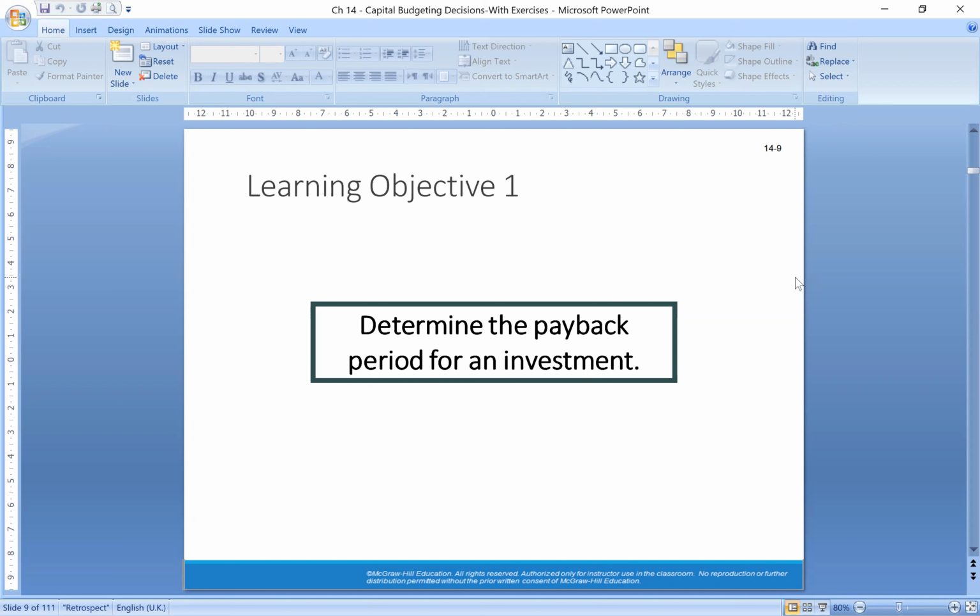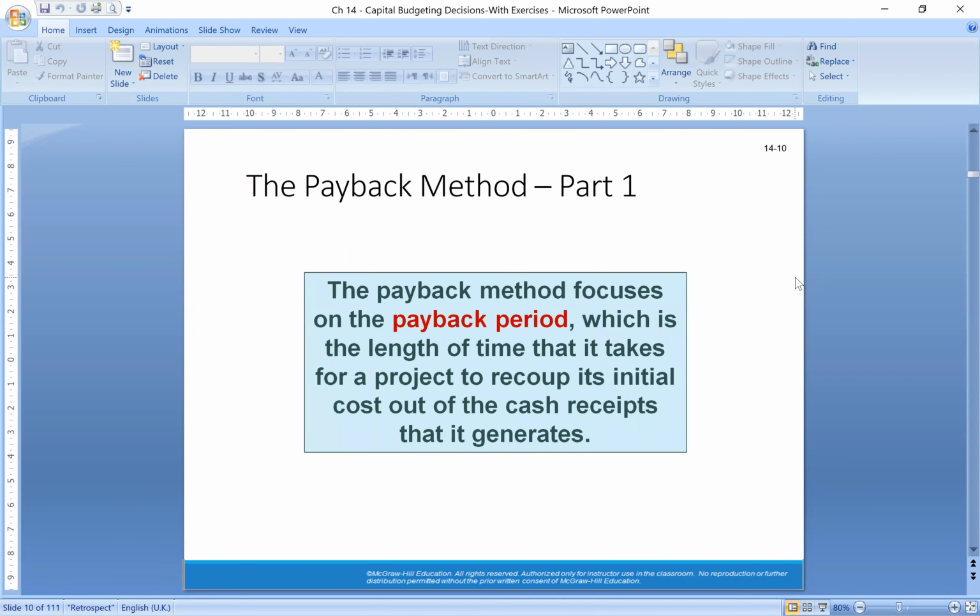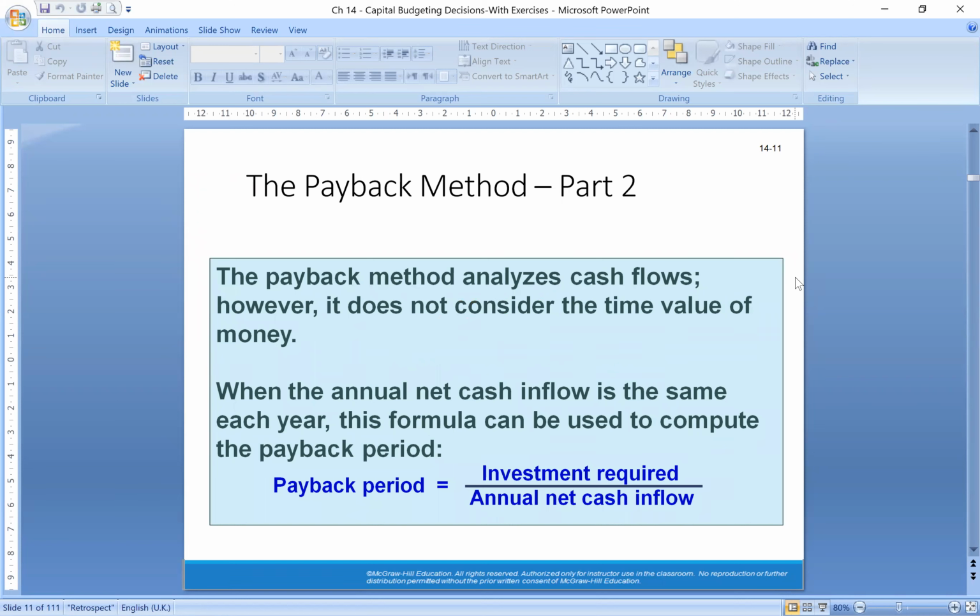One of the easiest methods to evaluate your project is called the payback period. What does the payback period mean? The payback method focuses on the payback period, which is the length of time that it takes for a project to recoup its initial cost out of the cash receipts that it generates. So if I pay $100,000 for a project, how many years, how many months should I need to repay the 100,000? This is called the payback period.